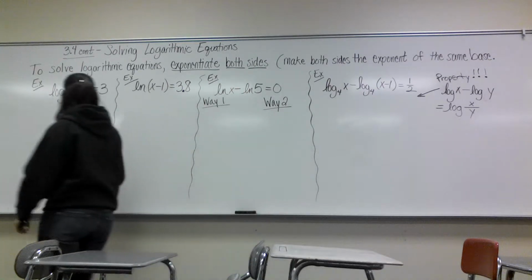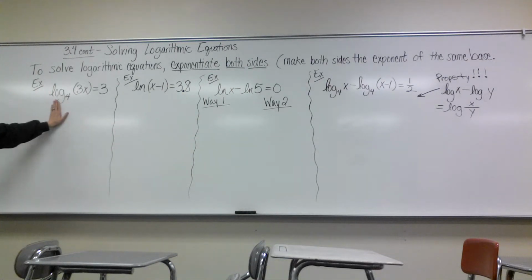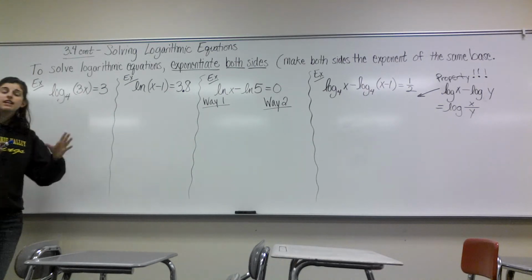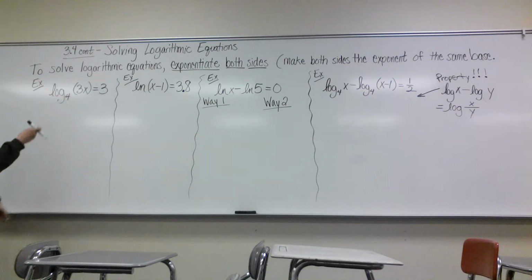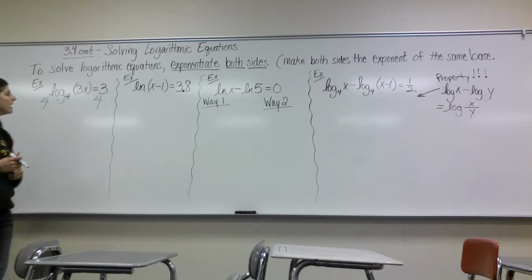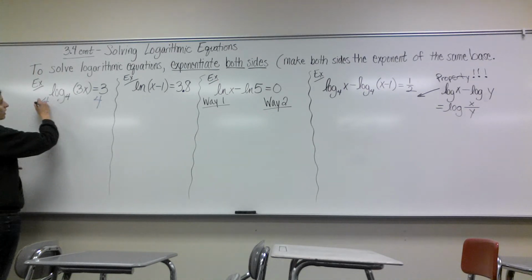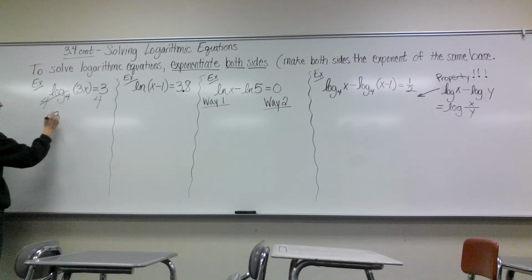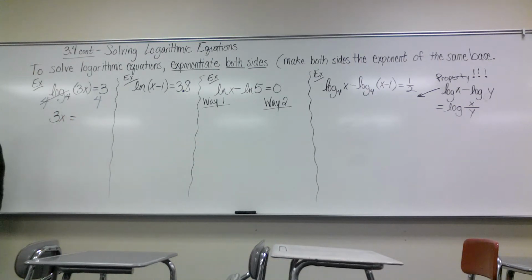Okay, so let's do that. The first example is log base 4 of 3x equals 3. Since it's the log base 4, I'm going to make both sides the exponent of 4. So I'm superscripting both of the things that were originally in my equation. Okay, and that's going to give me the log base 4 of 4, or rather the log base 4, cancels out, and it'll leave me with 3x equals 4 to the third.